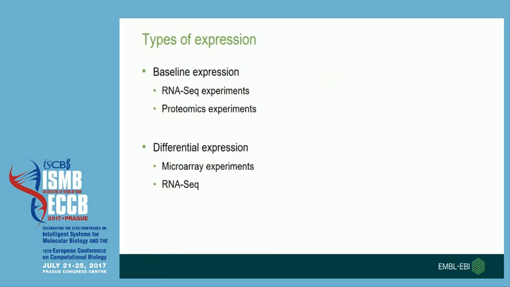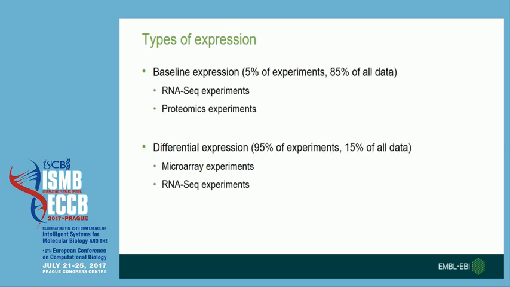There are two big groups of expression data. One is baseline expression, which is bulk RNA-seq or proteomics experiments where expression is measured in absolute terms, either in TPMs or FPKMs. And there is differential expression, where the expression is provided as a log-fold change of a contrast between one biological condition and another. Most of our experiments are differential expression, but in terms of raw data, baseline experiments are the most challenging ones for visualization, storing, and processing.